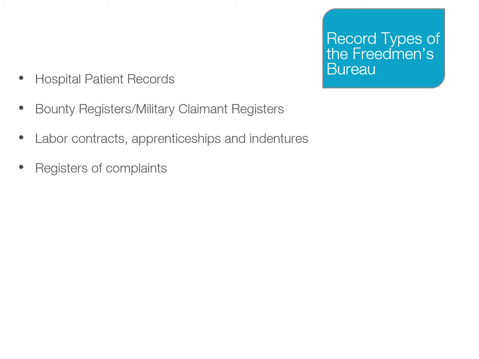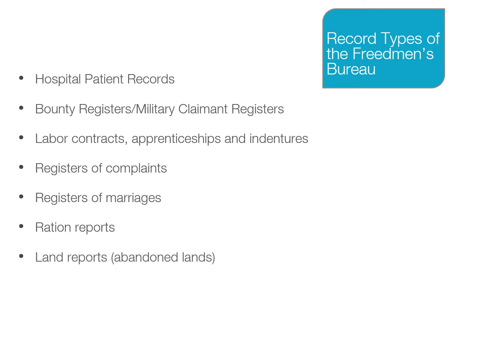There's registers of claimants, and as I stated earlier, they could make all kinds of claims on whether it was violence, sexual assaults, or not being paid for work that they had completed. Registers of marriages, ration reports, so if they received any kind of food or clothing or blankets, those would be reported, as well as land reports on abandoned and confiscated lands, and then also court reports where the names of the defendants would be mentioned in those court reports. And so those would be critical records to look at as well.